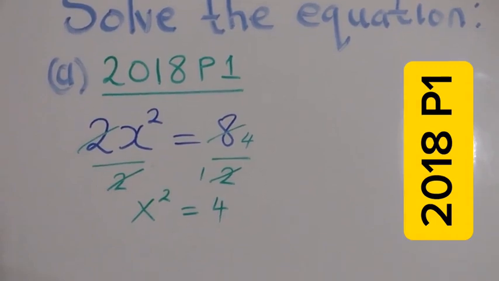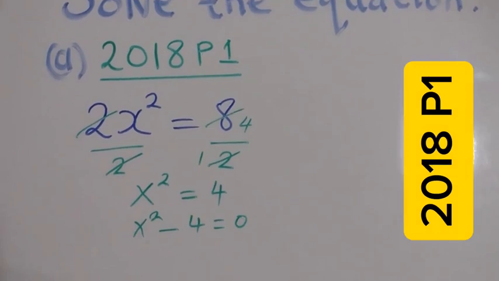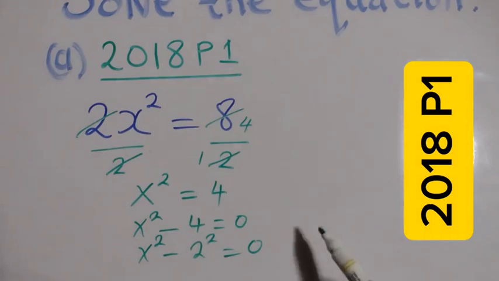From here, we can let this 4 come to the left hand side, and we write x squared minus 4 equal to 0. Then we can write 4 in index form, which gives x power 2 minus 2 power 2 equal to 0. Here 2 power 2 is the same as 4, because if you multiply 2 by itself 2 times, you get 4.